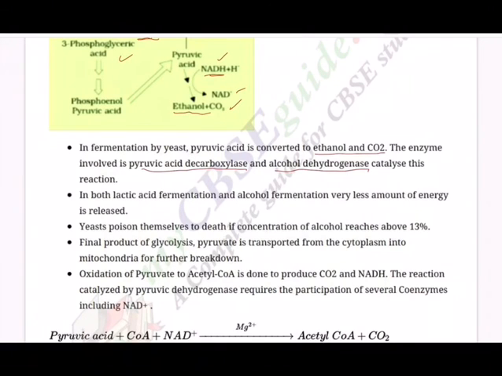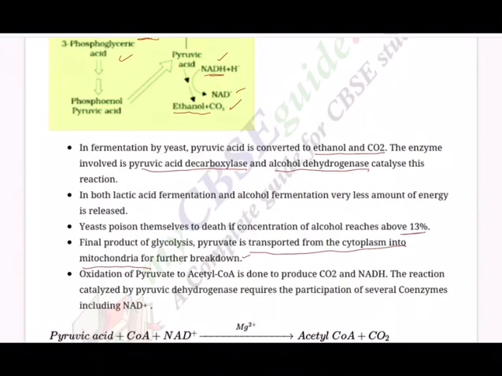In both lactic acid fermentation and alcohol fermentation, very little energy is released. Yeasts poison themselves to death if the concentration of alcohol reaches above 13%. So the final product of glycolysis, pyruvate, is transported from the cytoplasm into the mitochondria. This is important. Pyruvate is transported from the cytoplasm to the mitochondria for further breakdown.